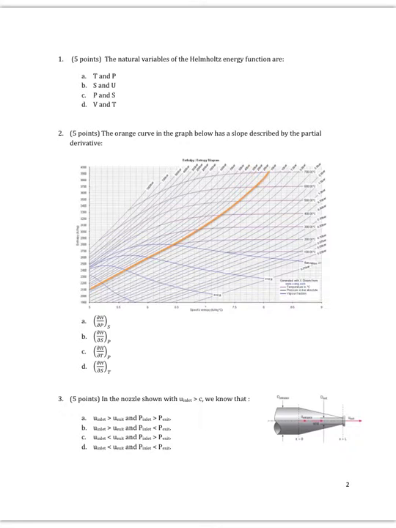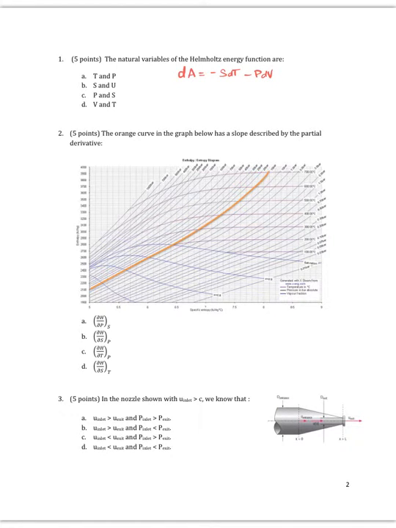So for questions 1 through 3, let's go through those. The natural variables of the Helmholtz energy function was the question. And for that, what you want to do is look at the fundamental relation for A, which is dA is minus SdT minus PdV.